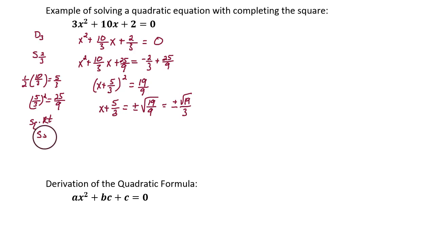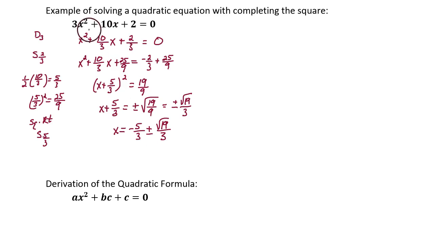Finally, we can subtract the 5/3 to get the letter x alone on the left side. So we have negative 5/3 plus or minus the square root of 19/3. This contains both answers to our quadratic equation written in the compact form that uses the plus-minus sign. We can find the first answer by evaluating this using a plus sign, and get the other answer by typing it in the calculator, but use the minus sign.